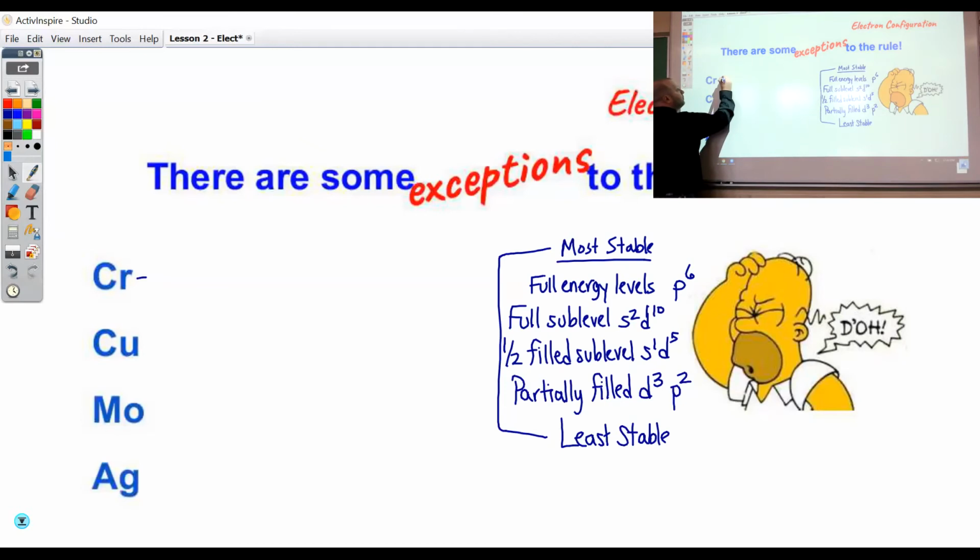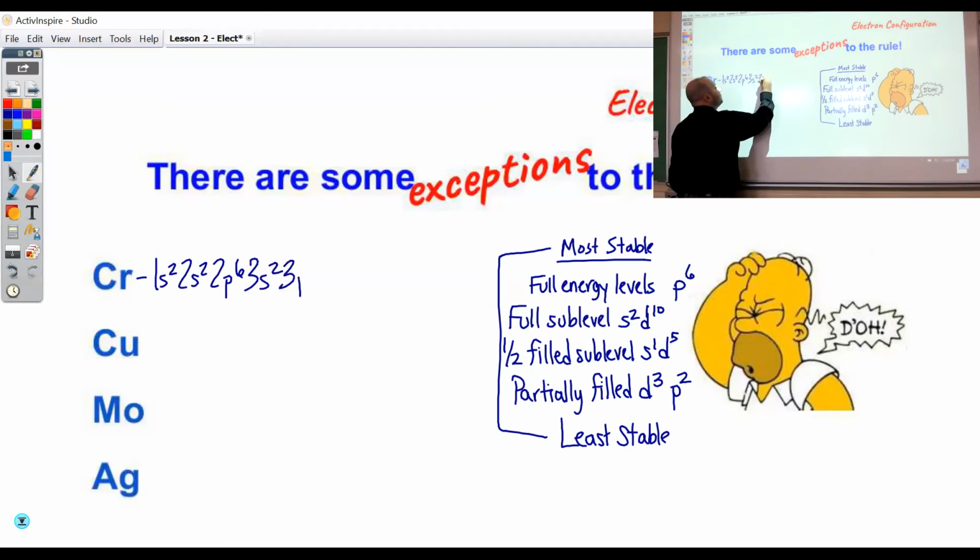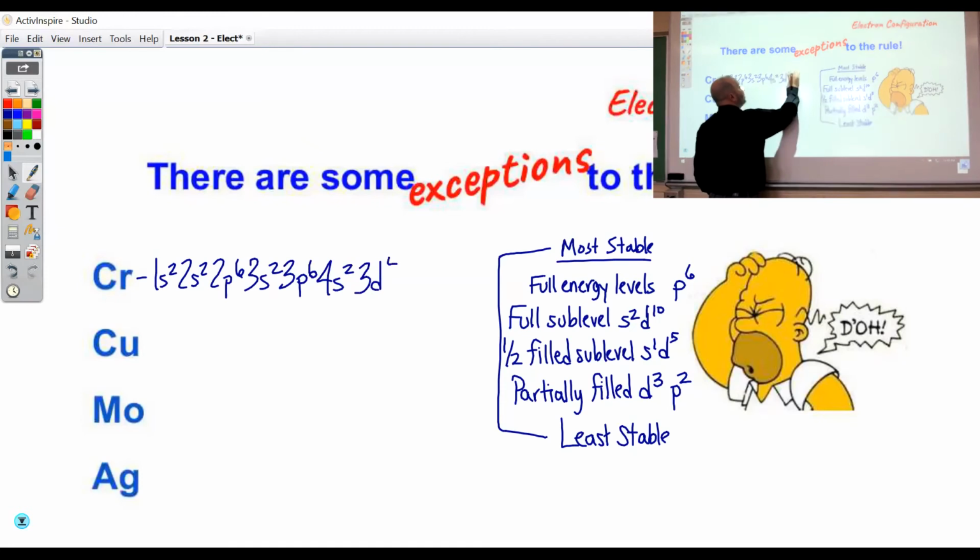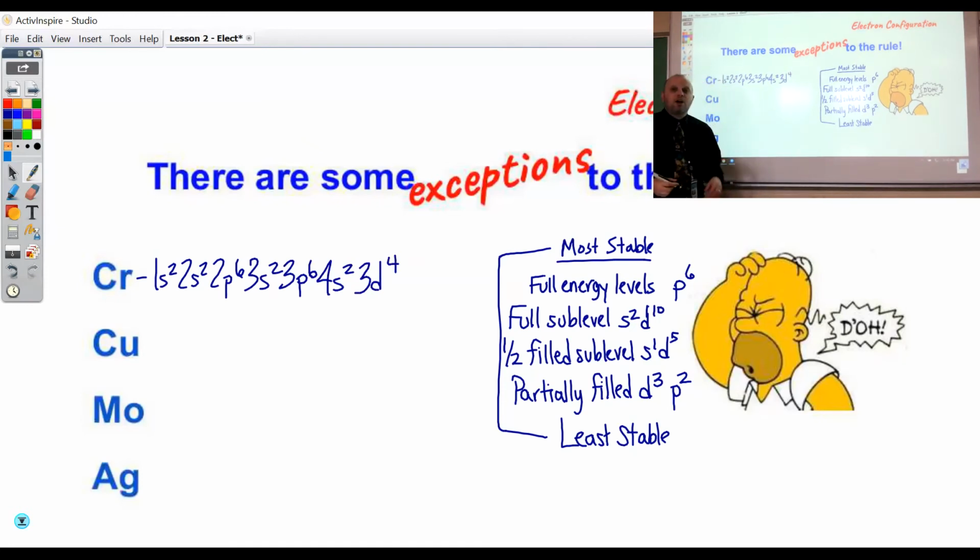So for chromium, based on what we currently know, we would have an electron configuration that ends as 4s2 3d4. We talked about this earlier. The s sublevel and the d sublevel are very close in energy to each other. So what ends up happening is when you have a situation like this, an electron can be promoted from the s sublevel to the d sublevel.